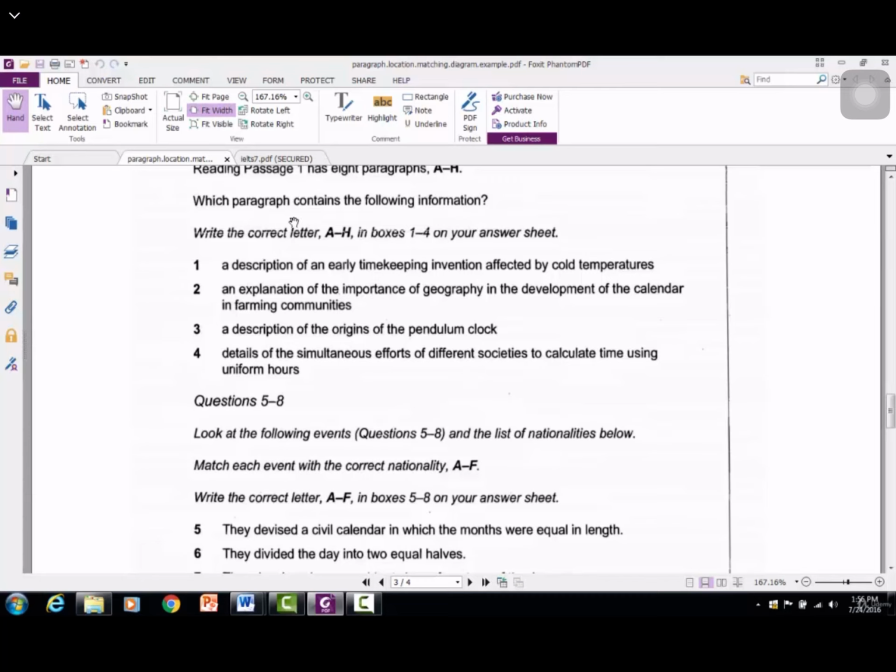It always has language like this. Which paragraph contains the following information? Or sometimes it might say which section contains the following information. So it'll say which paragraph contains the following information, or it'll say which section contains the following information. All right?